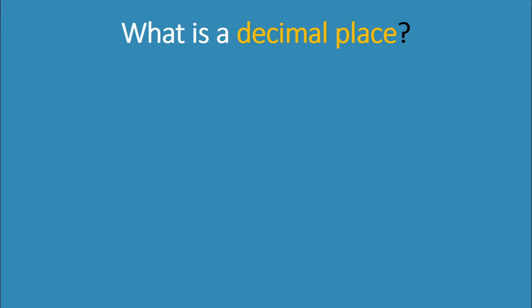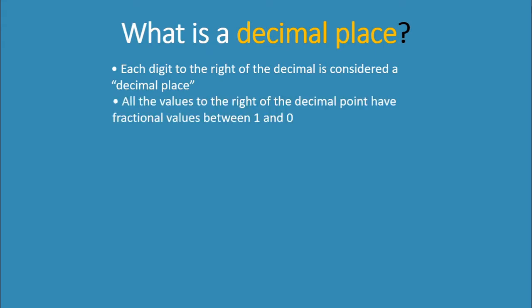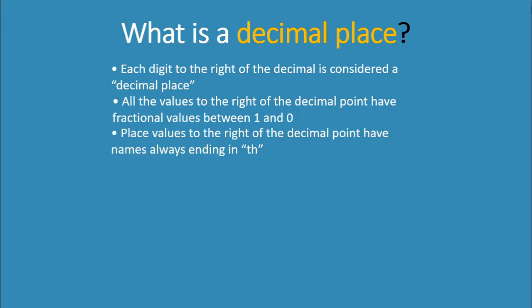First of all, to be able to do this, what is a decimal place? Each digit to the right of the decimal point is considered a decimal place. The digits to the right of the decimal point are the fractional values, so that's the fractional part of the number. And each of those digits, regardless of the digit value, has a value between 0 and 1, whether it's some number of tenths, hundredths, or thousandths, and so on.